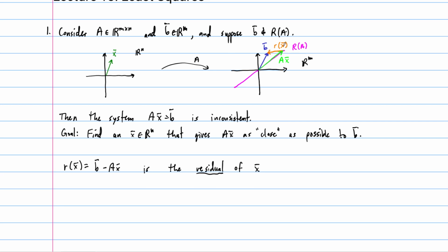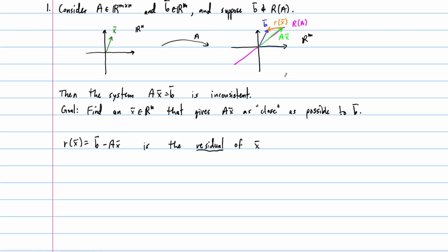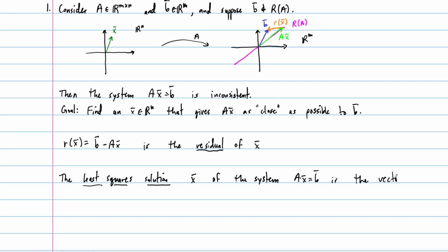And the way that we're going to do it is we're going to minimize the length of this residual, all right? So we're going to call this the least squares solution. I'll just define it now. The least squares solution x of the system Ax = b is the vector x in R^n, in the domain space, that minimizes the residual.